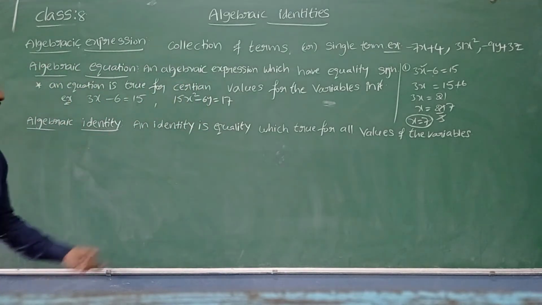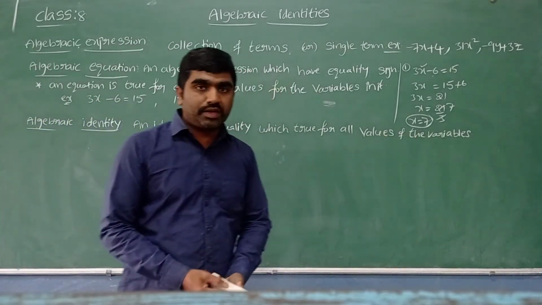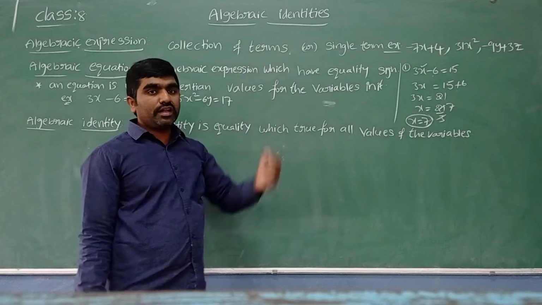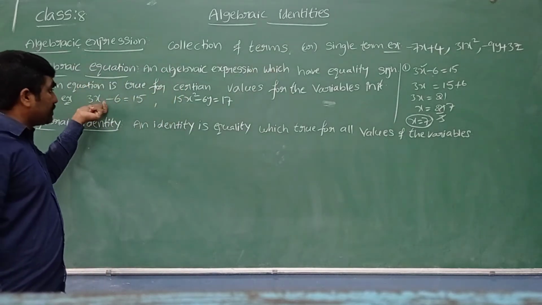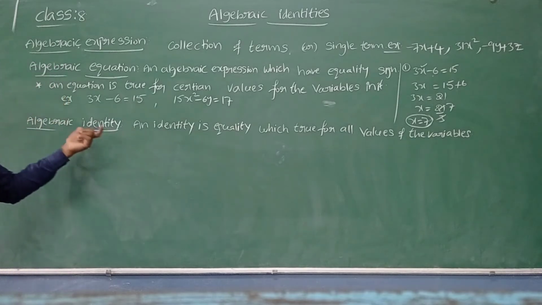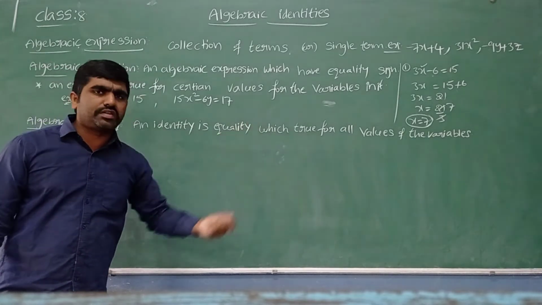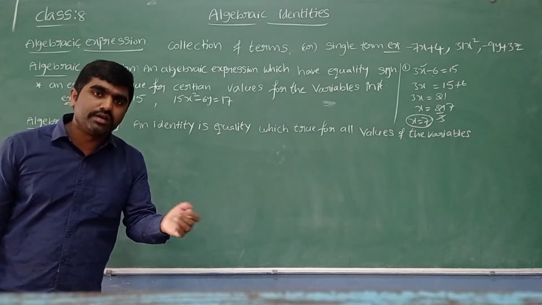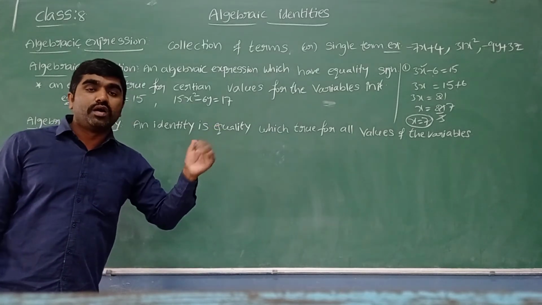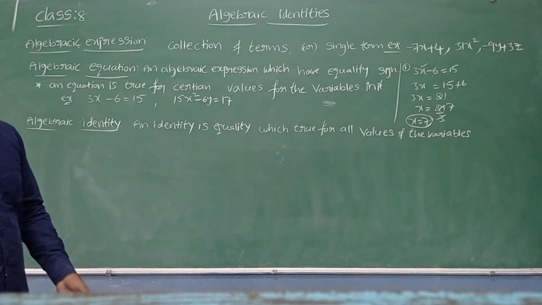Algebraic identity. An identity is an equality which is true for all the values of the variable. Here, by substituting only x equal to 7, we get LHS equal to RHS. But whereas an algebraic identity is not like that. It is true for all the values of the variable. In the place of the variable, substitute whatever values you want. It always gives both LHS and RHS equal.